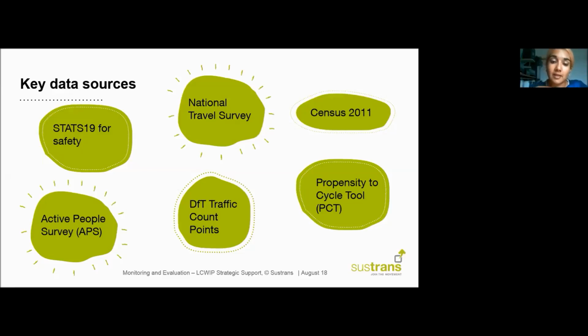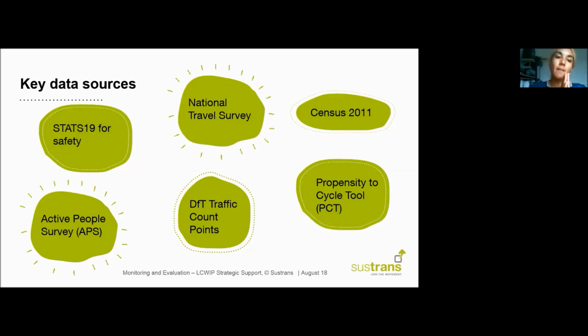So the DfT traffic count points, there are a series of traffic count points across the country, which are either monitored on an annual basis, or data from other monitored sites is used to extrapolate the counts on an annual basis. So that can be used to provide count information where there is no other option. Census information also provides a percentage of individuals cycling to work, which may be able to be used as part of monitoring.